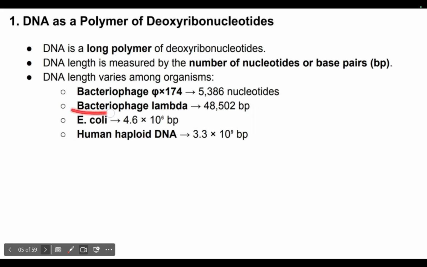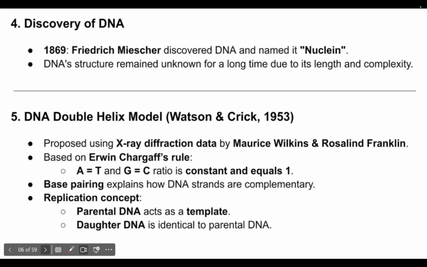Now if I ask you what is the number of nucleotide present in bacteriophage lambda, so base pair into 2 is the number of nucleotide. If question is asked who discovered DNA, so Miescher, and he called it nuclein. X-ray diffraction experiment was done by Wilkins and Franklin.